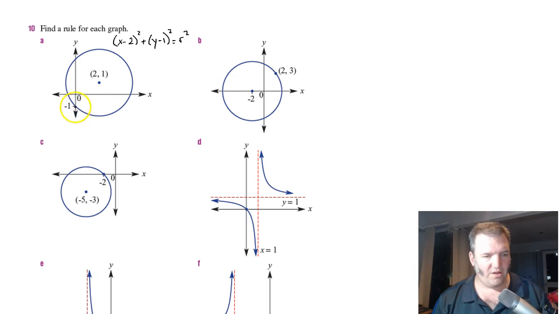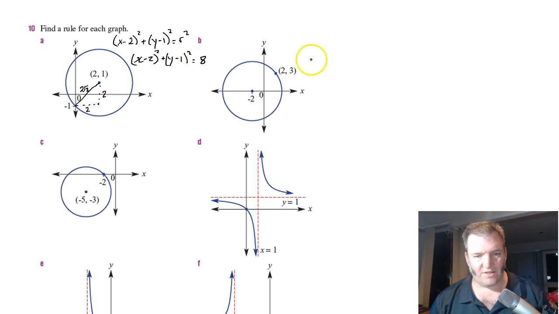I could use my distance formula. You can see I could make a right-angled triangle there, and that's gone 2 across that way and 2 up that way. Pythagoras' theorem would tell me that 2 squared plus 2 squared would be 4 plus 4, which is 8. So this side would be root 8, which would be the same as 2 root 2. But given that I square it over there when I get r squared, I can just make it x minus 2 squared plus y minus 1 squared equals 8. And it's as simple as that.